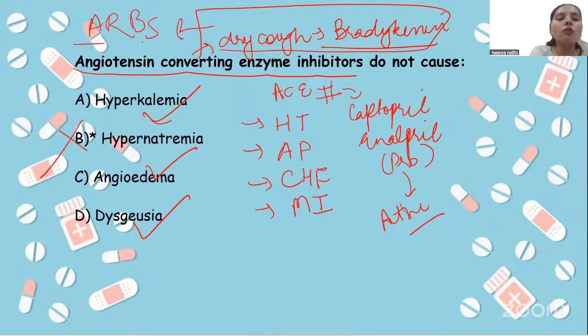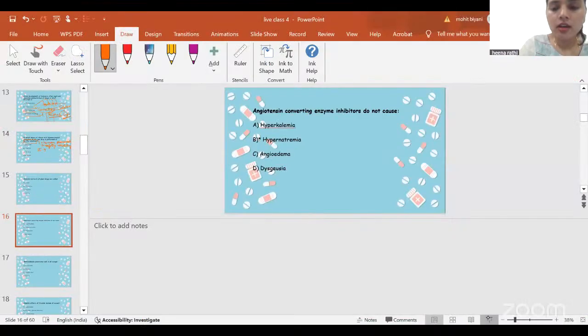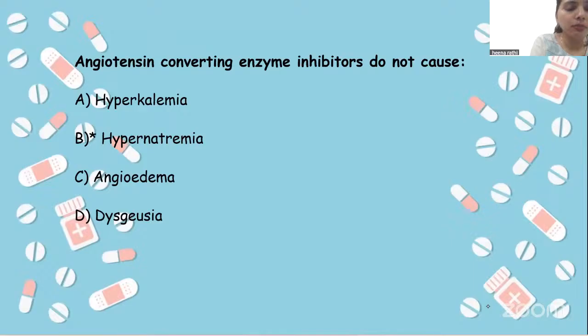The main adverse effect is dry cough, and to overcome this, the new drugs which were formed are ARBs, angiotensin receptor blockers. The angiotensin receptor blockers given are losartan and telmisartan. Losartan and telmisartan are angiotensin receptor blockers.